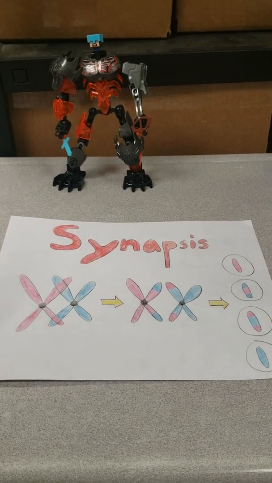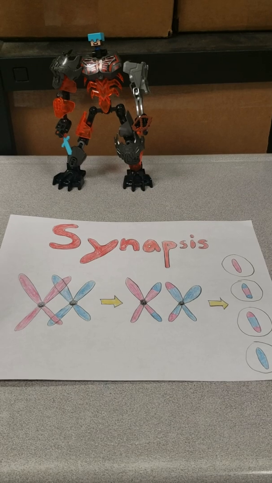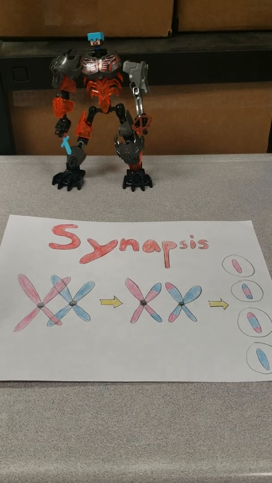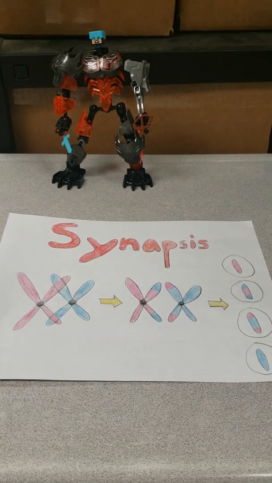Synapsis, also known as crossing over, occurs during prophase 1 and is the process of homologous non-sister chromatids exchanging genetic material.